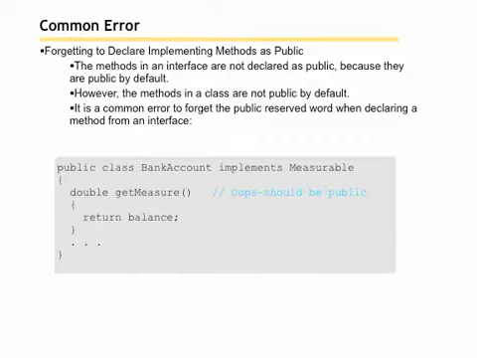A common error is forgetting to declare implementing methods as public. When we write it in our interface, we don't need to put public because it's public and abstract by default. However, when we implement that method in our class, we must put public. So in this case, in the gray box, we should have put public double getMeasure. Methods are not public by default in classes, and it's a common error to forget to put public when declaring methods from an interface. Private is the default access modifier in a class.